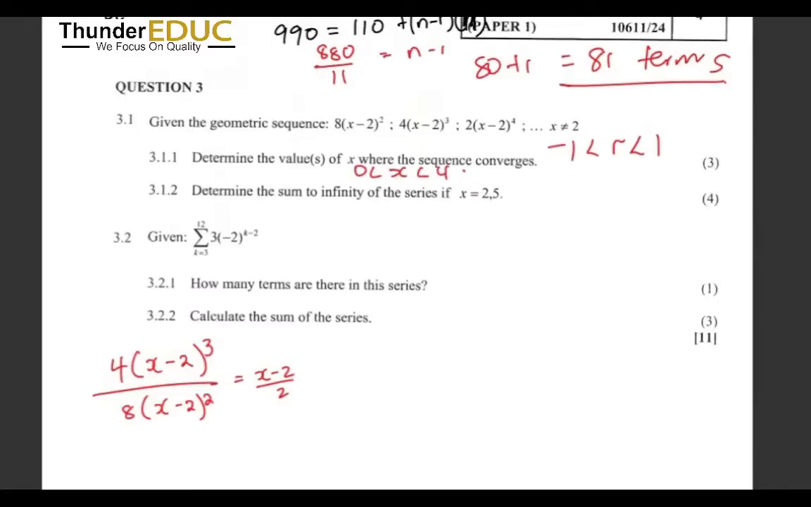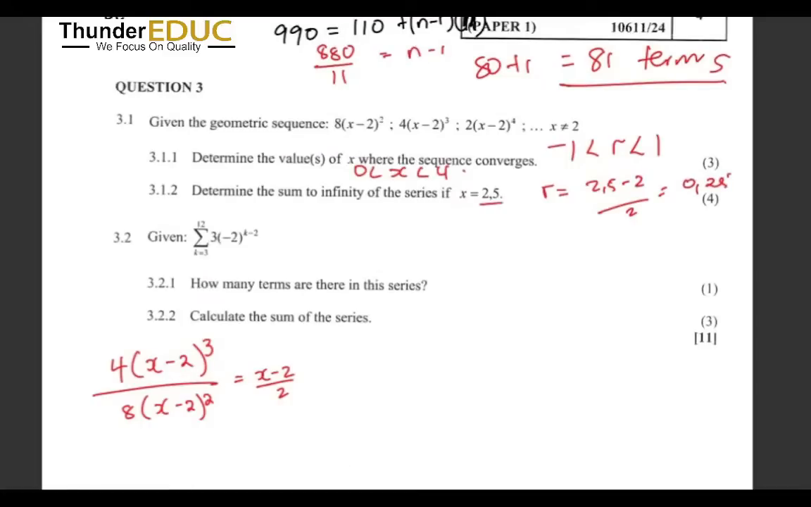Then if x is 2.5, they want us to get the sum to infinity. So let's start by substituting so that we get our r. That's 2.5 minus 2, over 2. That is 0.25. 2.5 minus 2, then divide by 2. Yeah, 0.25.